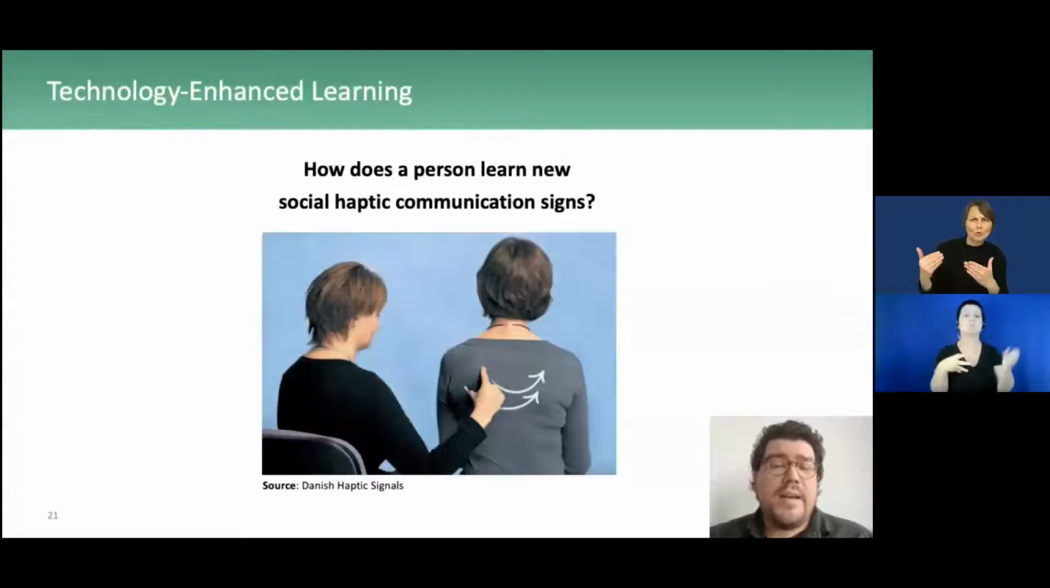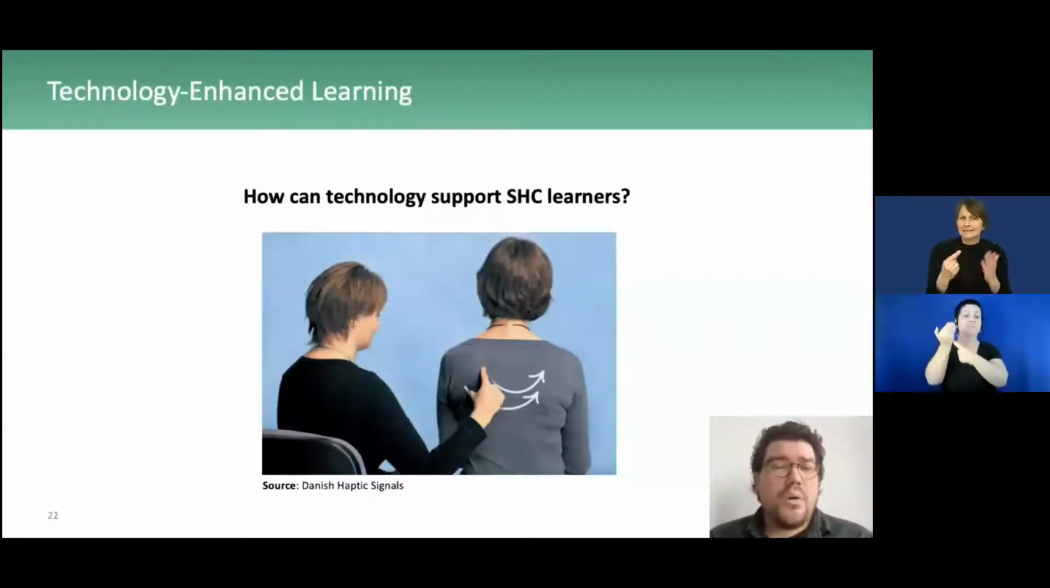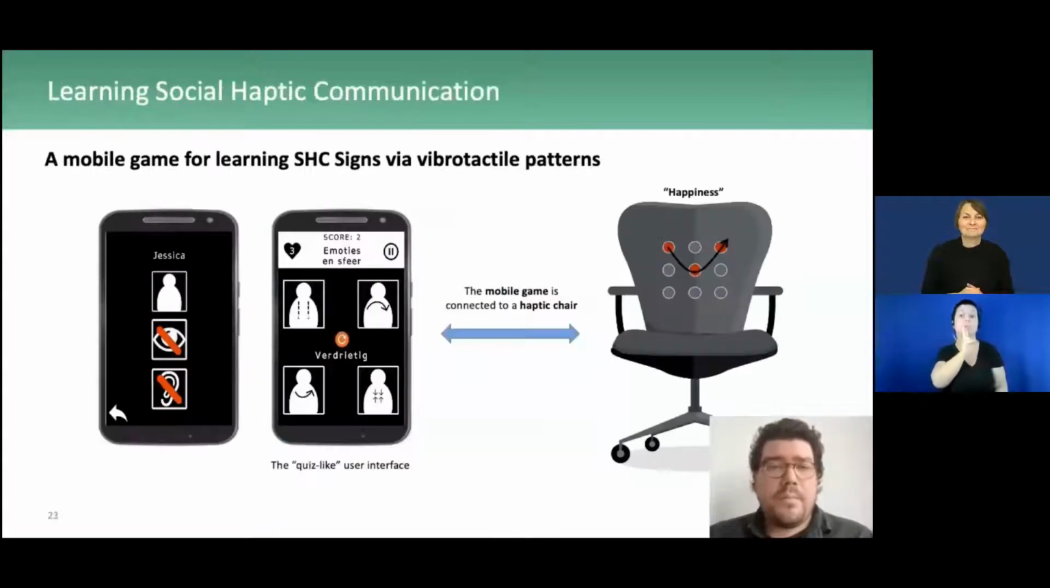And here I show you a picture of someone using haptic signs on the back of a person with deafblindness. So how can a person learn these signs? And also, more importantly, how can technology support social haptic communication learners? So in order to answer this question, we have developed a mobile game to help people learn social haptic communication signs by using vibration patterns that mimic different signs.